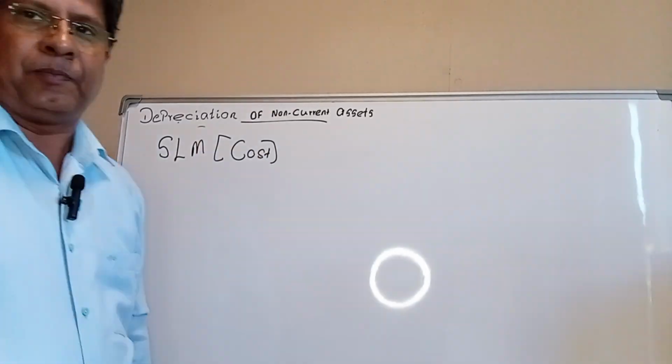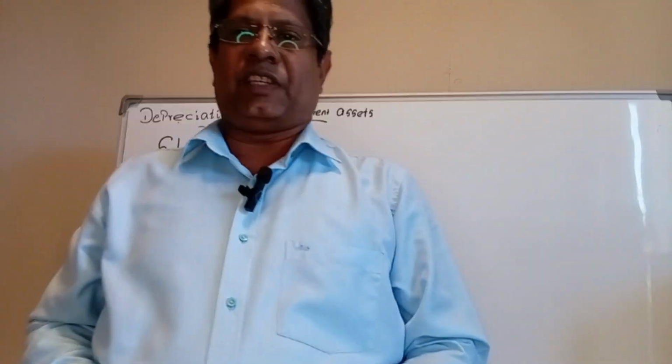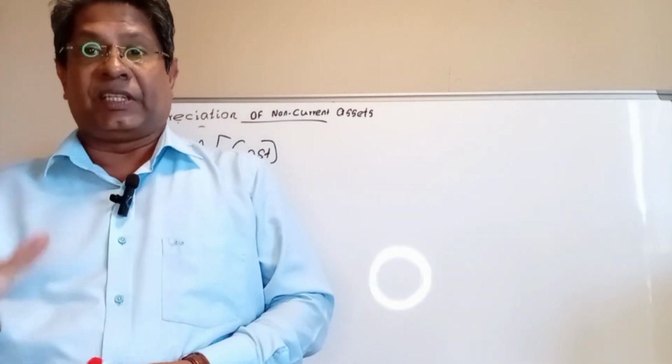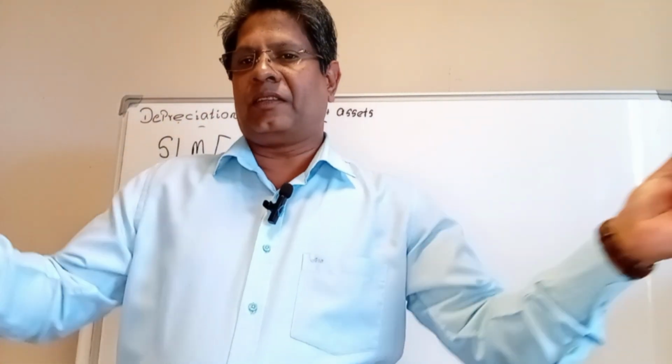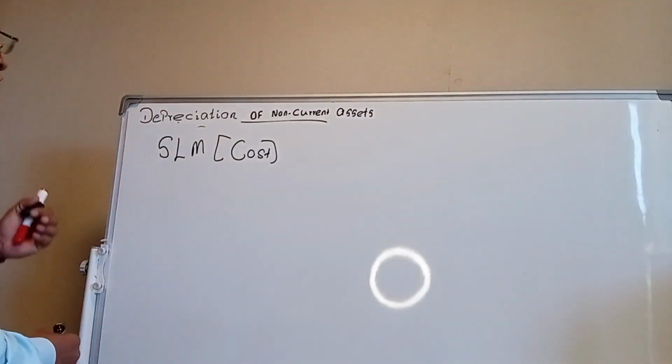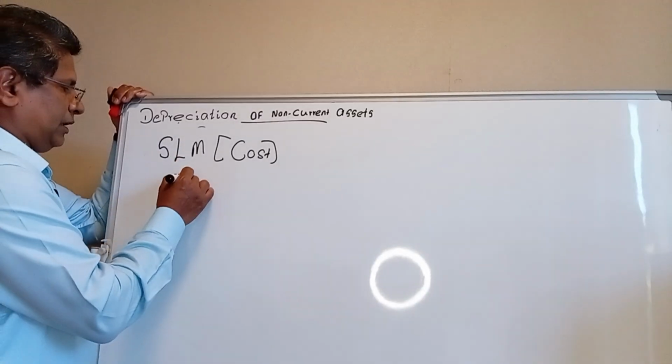Straight line method, very simple. We always like to see if the question is having a straight line method depreciation to be done in the exam. Saves us time, simple, easy to understand, doesn't create much problems for us. So how do you find the depreciation on straight line method?